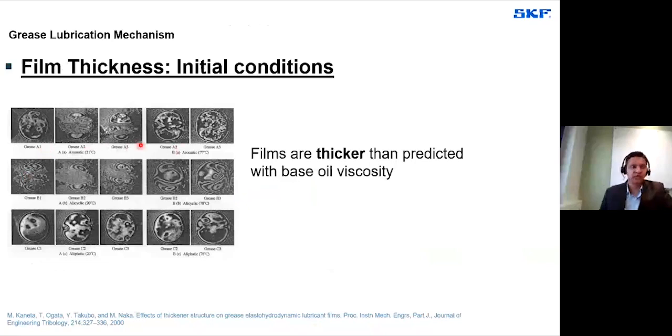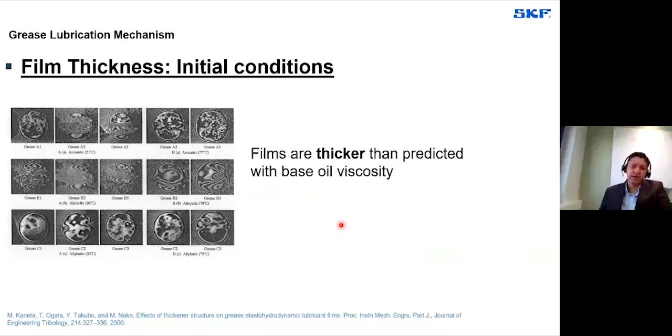First of all, this is a single contact experiment, a ball on disc experiment, and these are the interferometry images you see, taken at the end of the running. The uniqueness about these images is that every picture is different. What it indicates is that the film thickness, at least in the initial condition, is very unique based on the composition of the grease. The reason is that the grease itself is involved in the formation of the film thickness. You can also see the deposition of the thickener in the contacts during this period. So at the end, films are really thicker than predicted with the base oil viscosity itself.